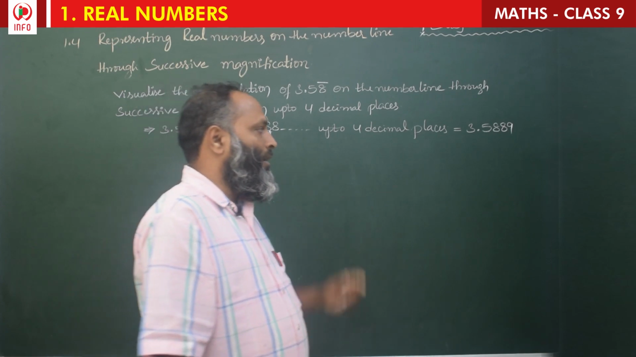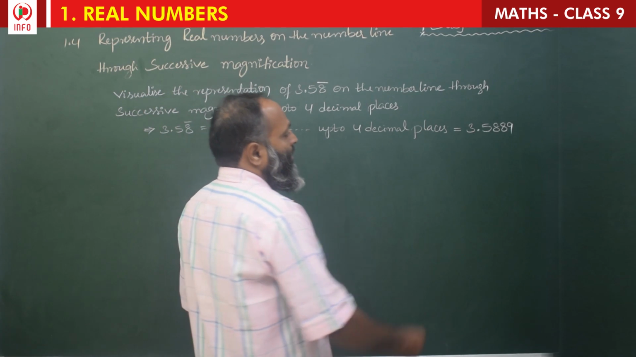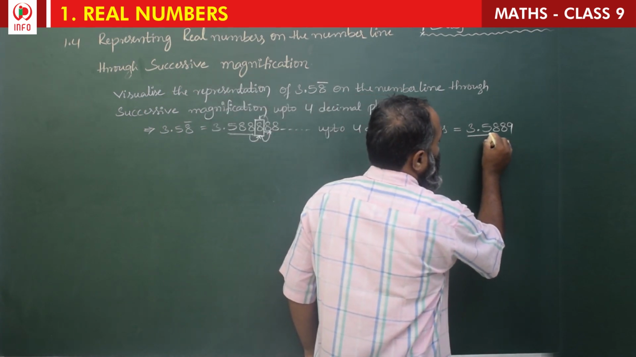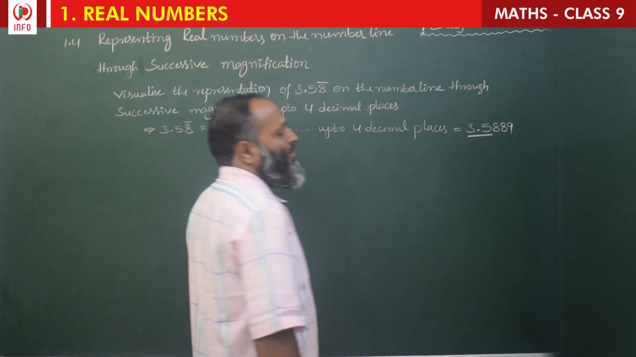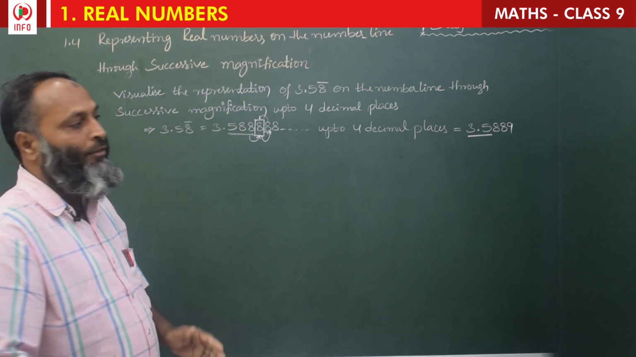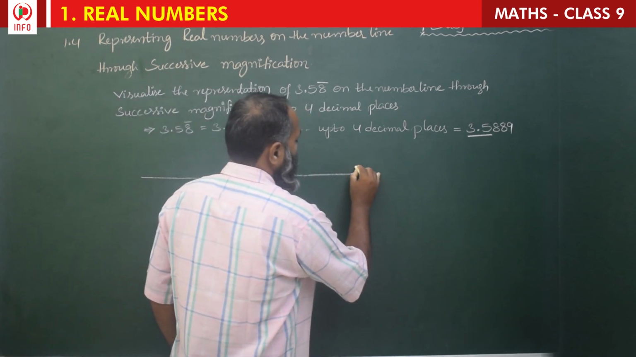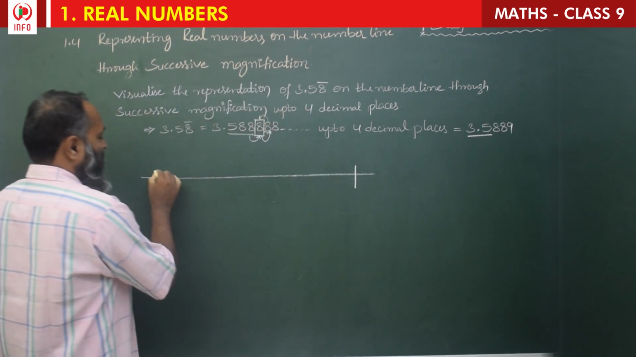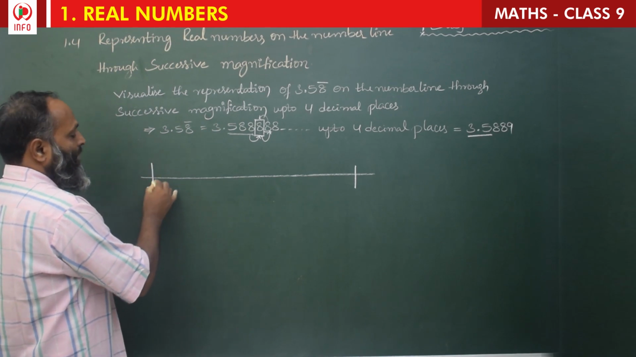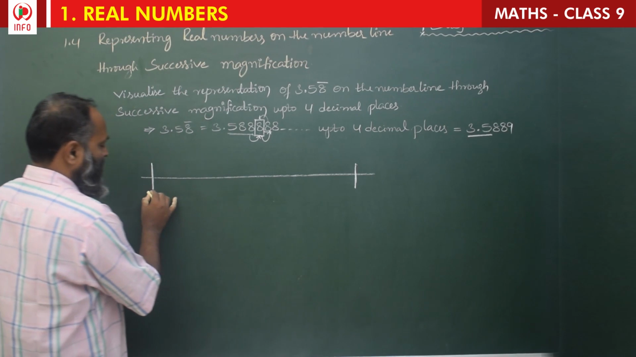Now after that, visualize. How to visualize? First, 3.5, up to one place of the decimal, we should visualize on a number line. 3.5 is in between 3 and 4. So first we should draw a number line like this. Here 4 and here 3. So 3.5 is in between 3 and 4. So you should take 3 here.